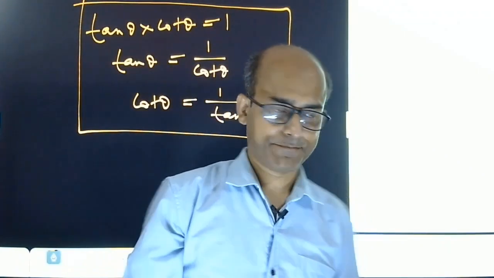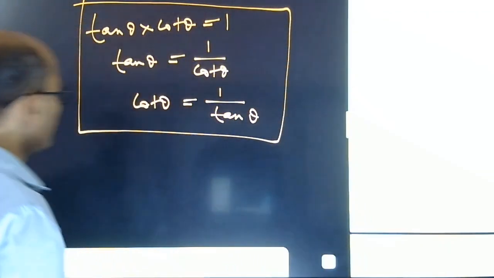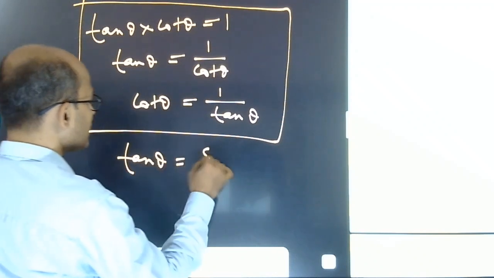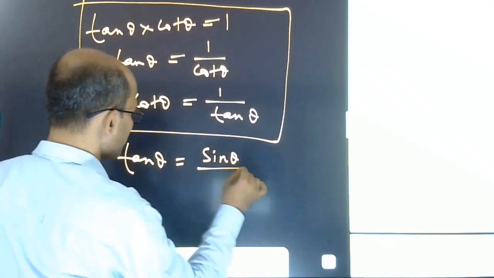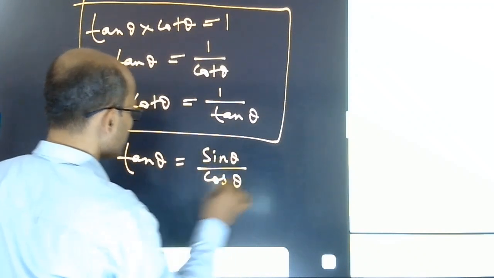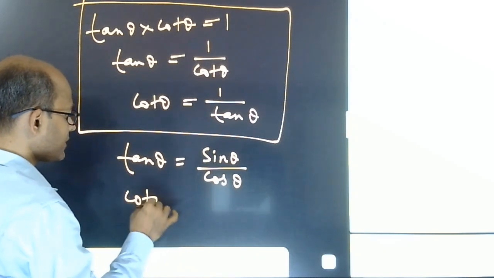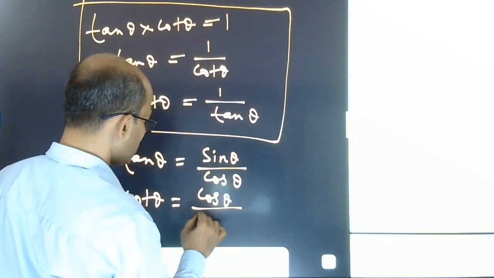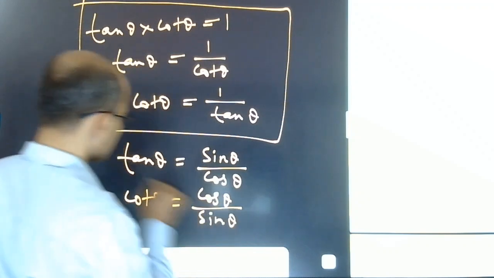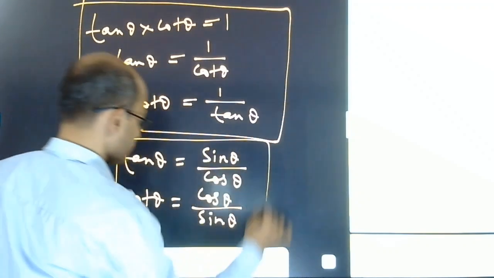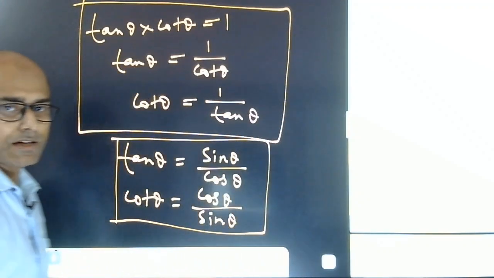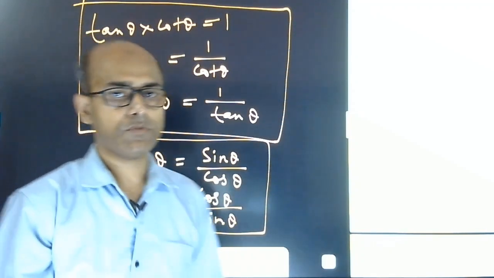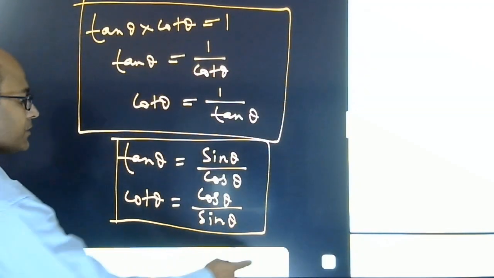Moving ahead, we can also write tan theta, that is the ratio of sin theta divided by cos theta, and cot theta is the inverse of tan theta, so this will become cos theta upon sin theta. I hope you people are understanding these formulas. Moving on to the next.